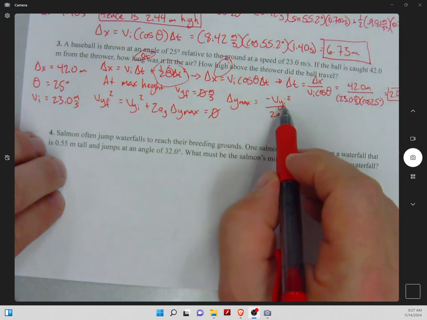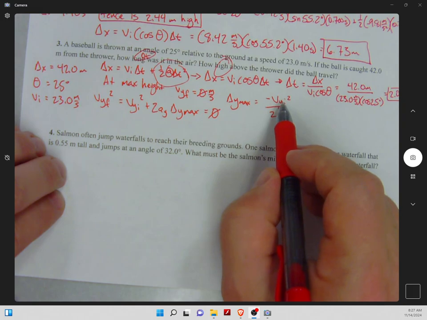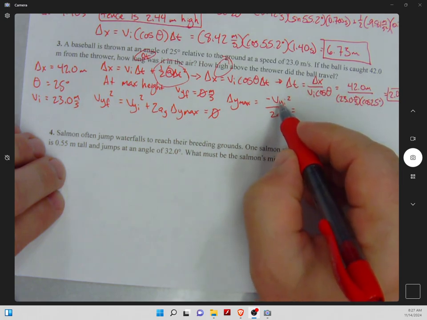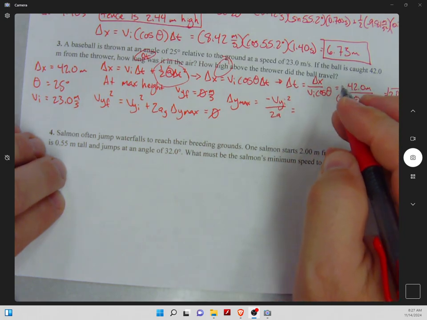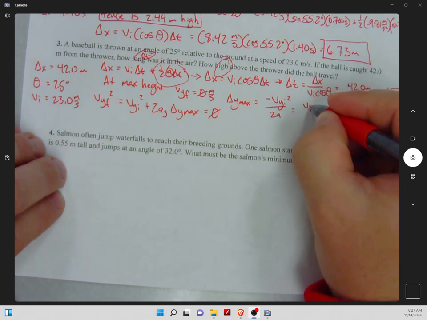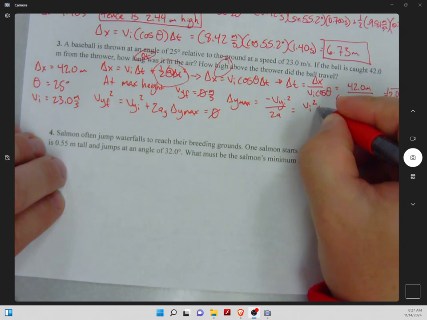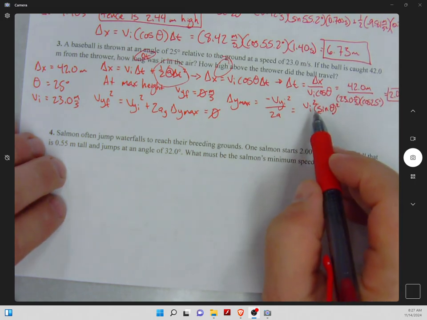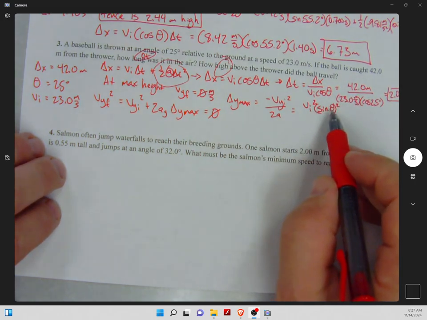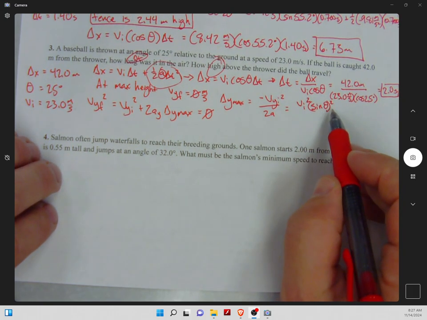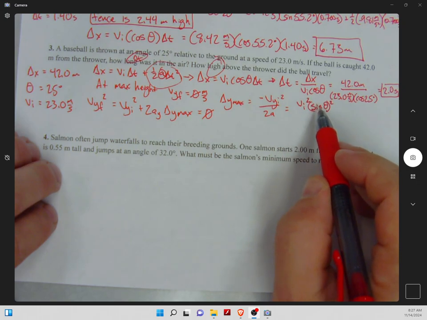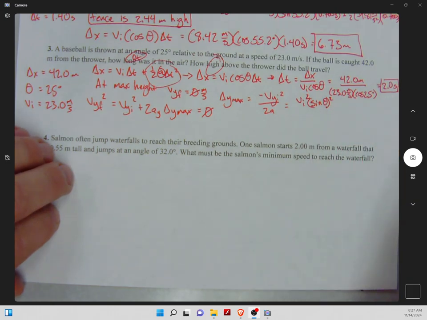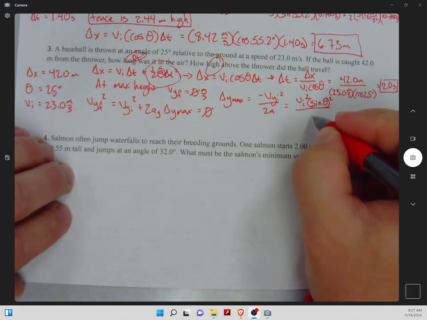Now, I need the y component of the velocity, but I only have an initial velocity. So I'm going to substitute the initial y velocity out for vi sine theta, squared. And yes, you do have to square both things individually. It's not just vi sine theta squared, it's vi squared times sine theta squared. That square distributes. Again, this is over 2a.